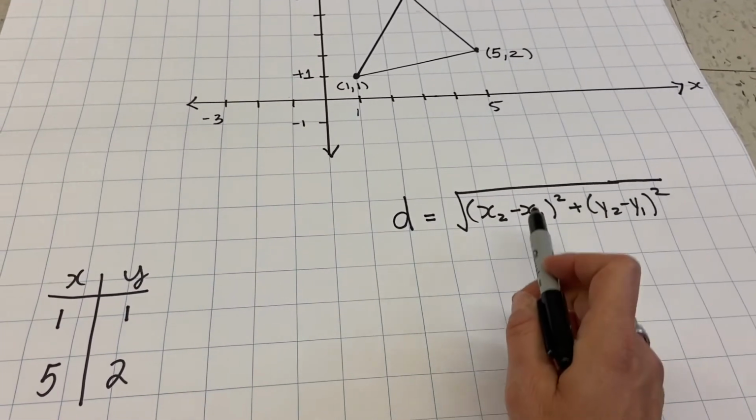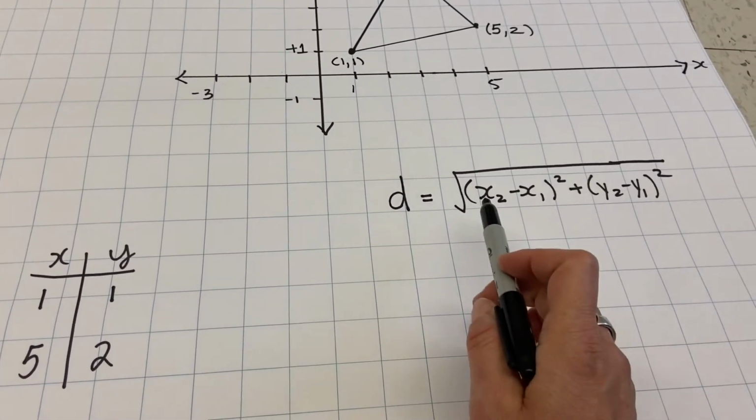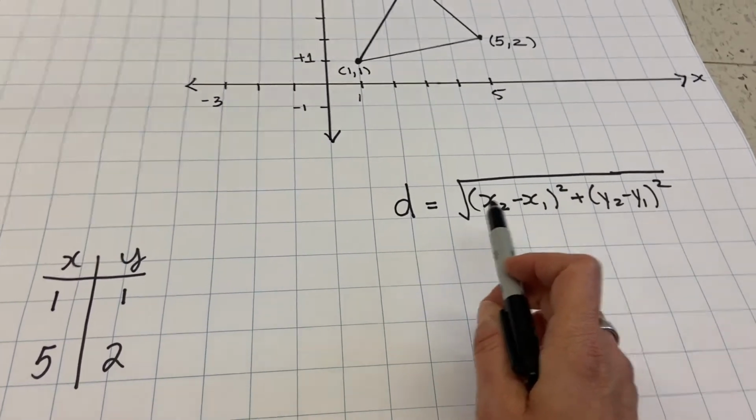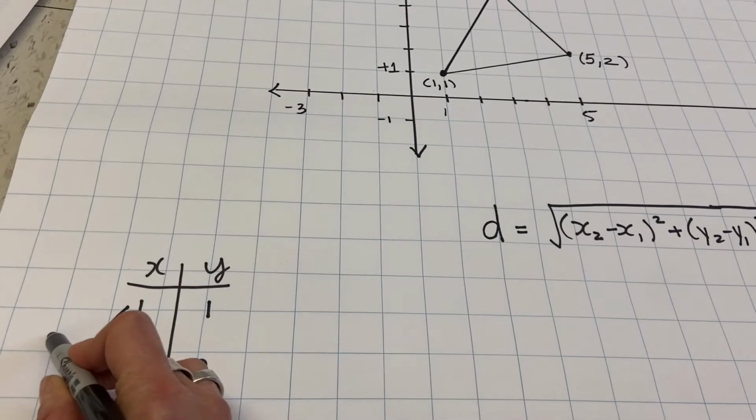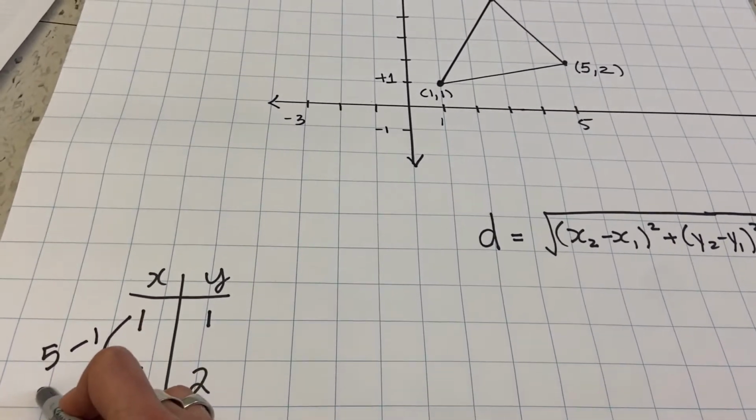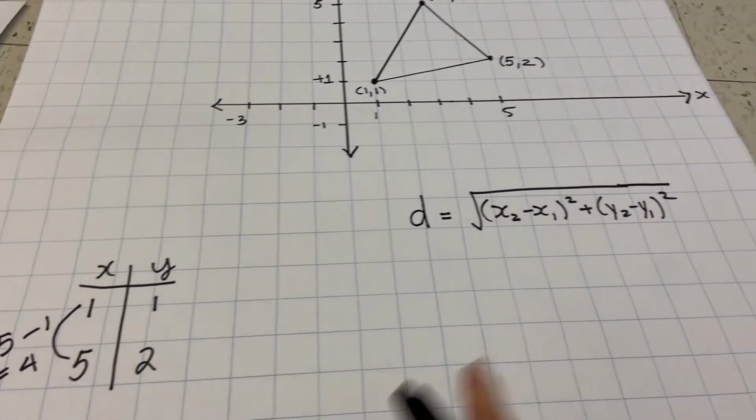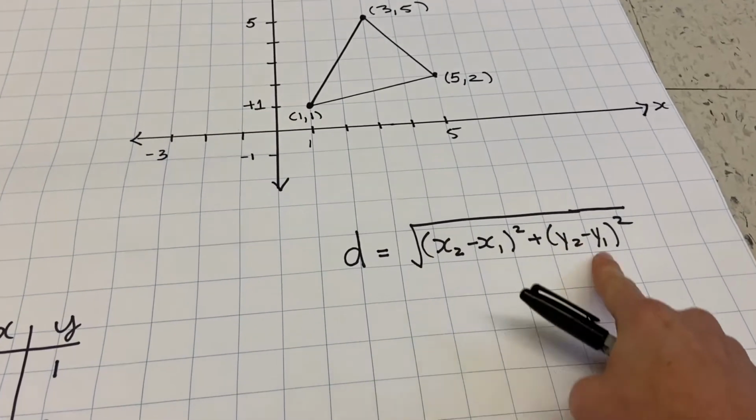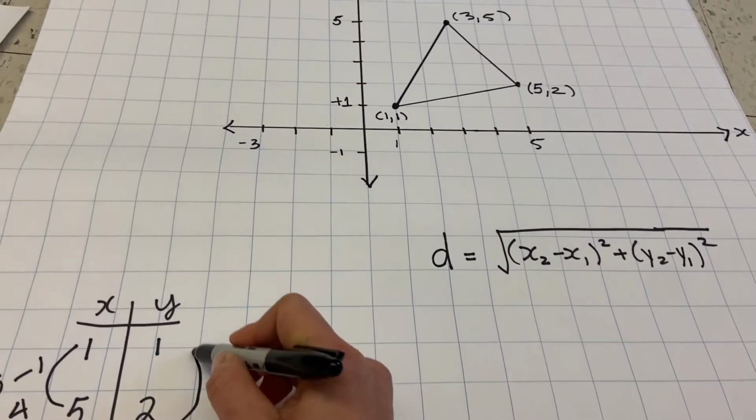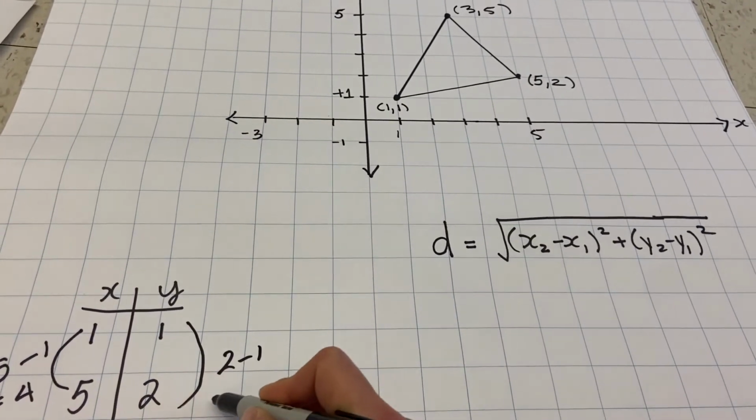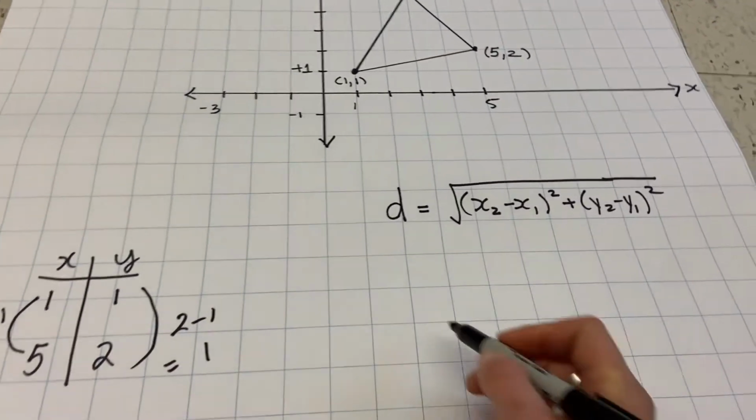So this equation says I'm going to subtract my second x minus my first x. So I'm going to go 5 subtract 1, which gives me 4. And then over here, I'm going to have to do my second y minus my first y. So 2 minus 1 gives me 1. So let's see what we get.